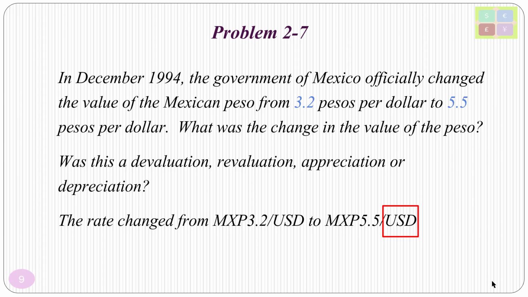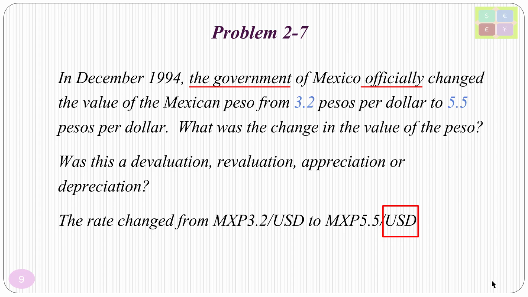Which one is it? To answer that question, we are going to take a look at two key words in this problem. The first key word is the government, and the second key word is officially. First of all, what does this tell you about the Mexican peso? Was it a fixed exchange rate or was it a floating exchange rate? If you said it was a fixed exchange rate, you are right. If you said it was a floating exchange rate, you have to go back and review the lecture.